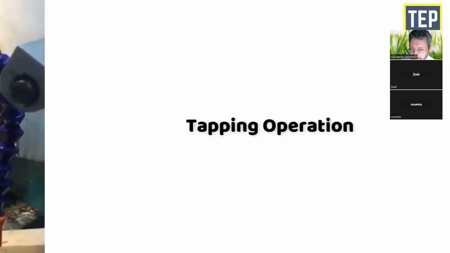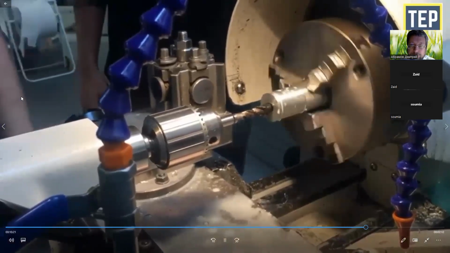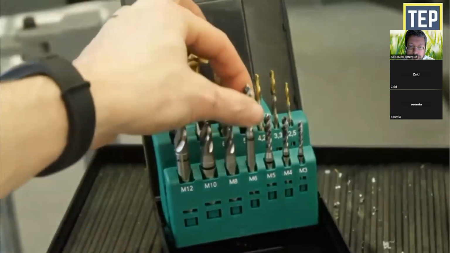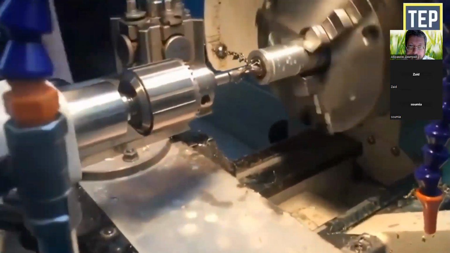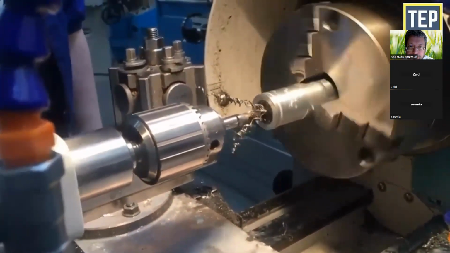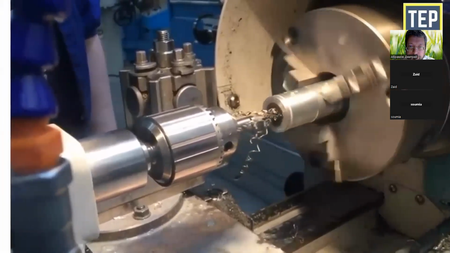Tapping operation. Tapping is the operation of cutting internal threads of small diameter using a multi-point cutting tool called the tap. In a lathe, the work is mounted on a chuck or on a faceplate and revolved at a very slow speed. A tap of the required size held on a special fixture is mounted on the tailstock spindle.